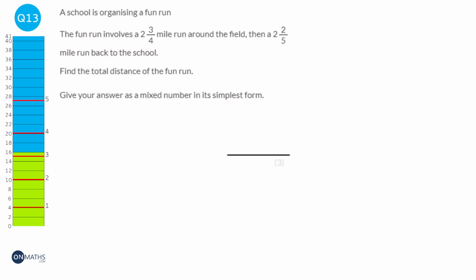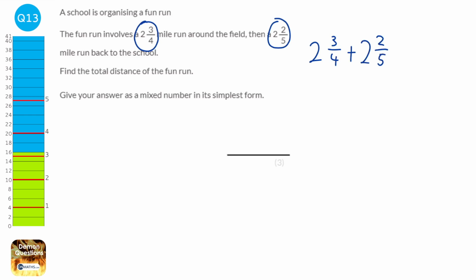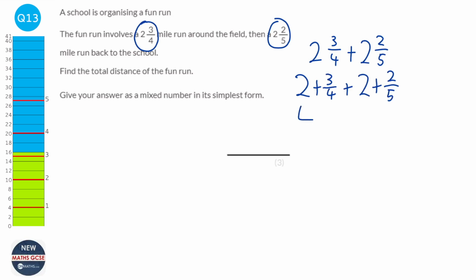So in this question, we basically need to add the 2 3/4 and the 2 2/5. So we're going to do 2 3/4 plus 2 2/5. Now if I just rewrite this, 2 3/4 can be written as 2 plus 3/4, plus 2 plus 2/5. So we can add the two 2's together to make 4, and then all we need to do is add the 3/4 and the 2/5.